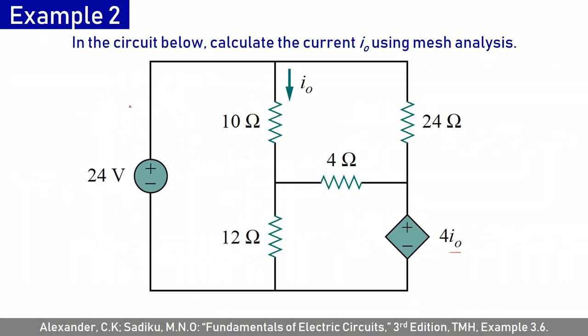So in example 2, we have taken a circuit which has got dependent as well as independent sources. Here we see that this source is a current dependent voltage source. It is dependent on a current I0 which is flowing through this 10 ohm resistance.